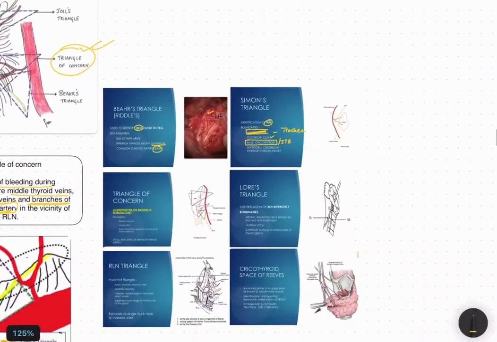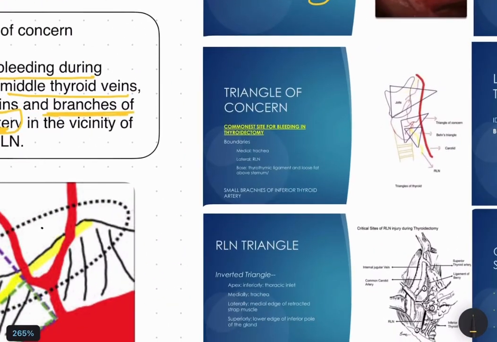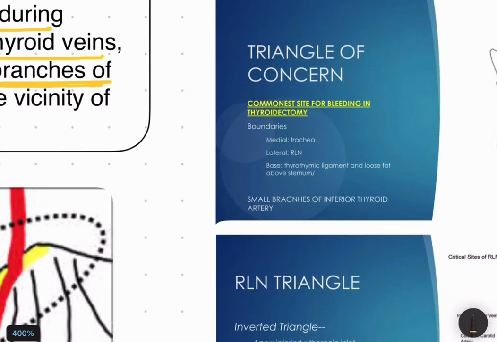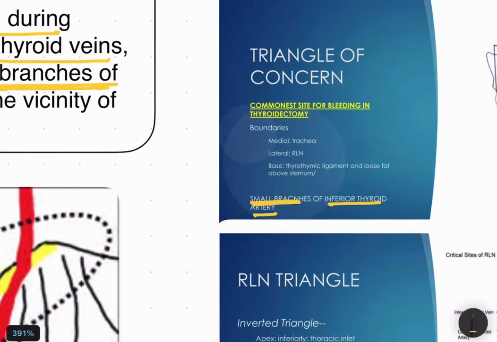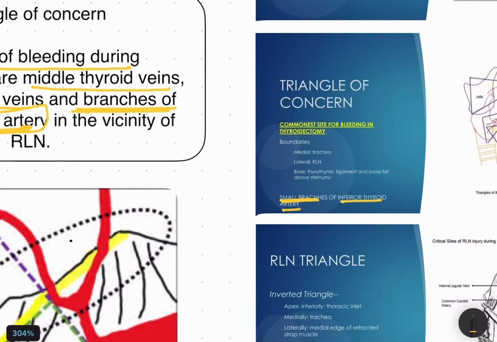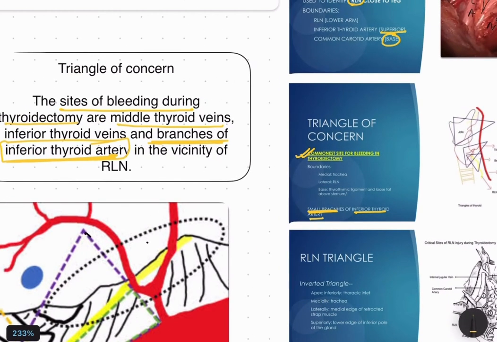Okay, understood? Next, coming to the triangle of concern. I just told you that this is where the small branches of the arteries and veins are, basically the inferior thyroid artery, which is prone to bleeding if this is not dealt with carefully. This is the commonest site for bleeding in thyroidectomy. You don't need to remember the boundaries, but if you want, you can remember from here.